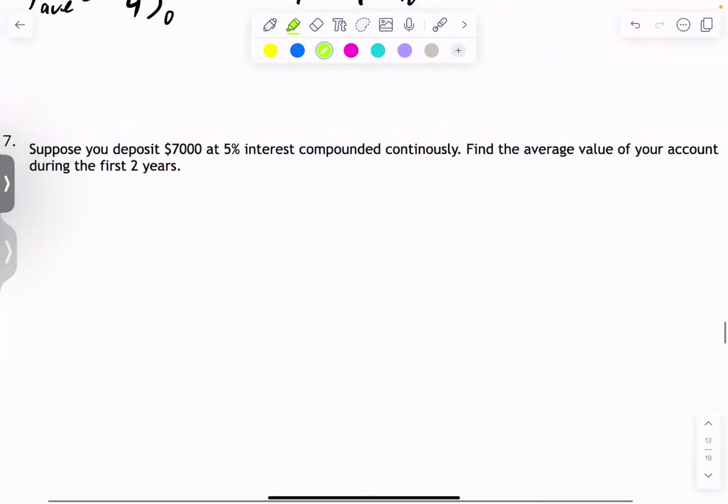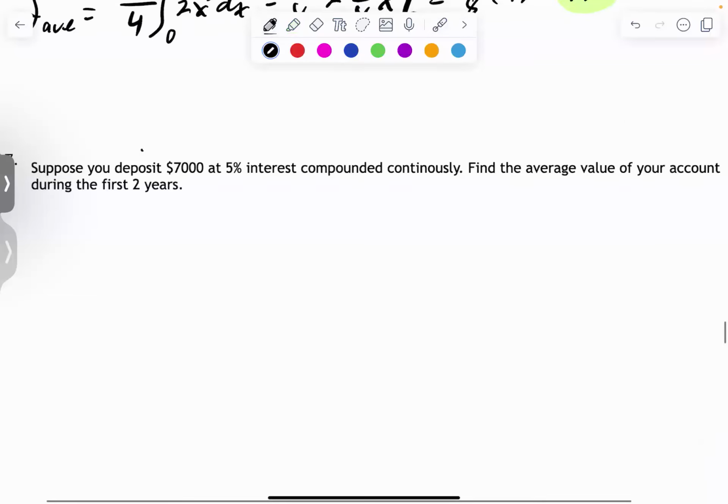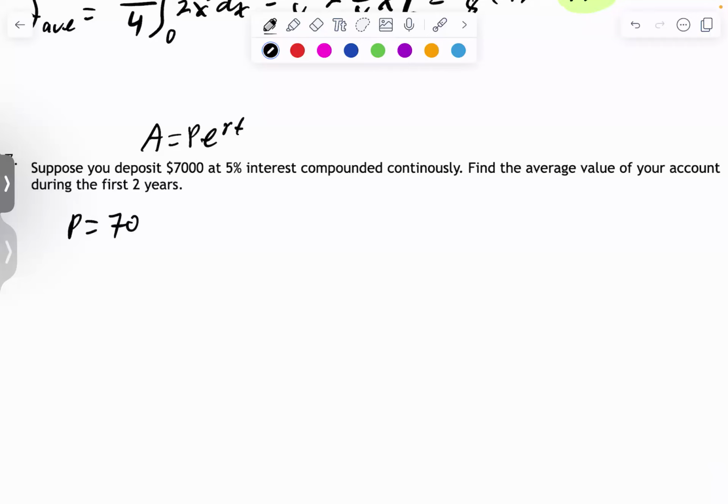And we're going to do one with compound interest. Now, if we want to recall, our compound interest formula is here. Suppose you deposit $7,000, that's our principal, at an interest rate of 0.05, compounded continuously, that's the e part. Find the average value of your account during the first 2 years. So t is going to go from 0 to 2.